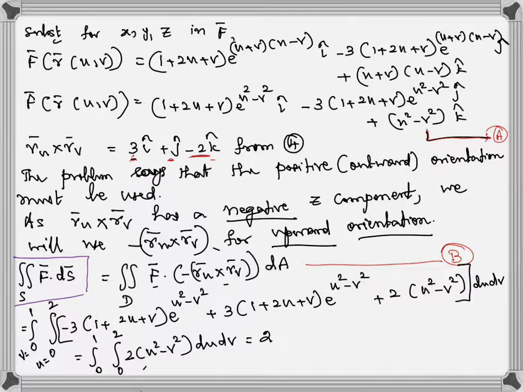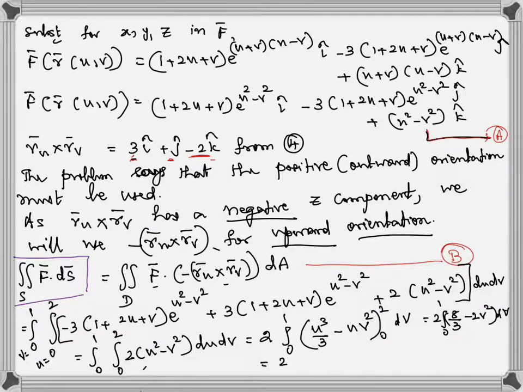If you evaluate that, it's 2 times, integrating with respect to u, u cubed over 3 minus u v squared dv. Of course, we have to substitute the limits 0 and 2. If you do all the computation of this definite integral, we arrive at 2 times 8 over 3 v minus 2 v cubed over 3 between 0 and 1, which is 2 times 8 over 3 minus 2 over 3, which is 2 times 2, which is 4.